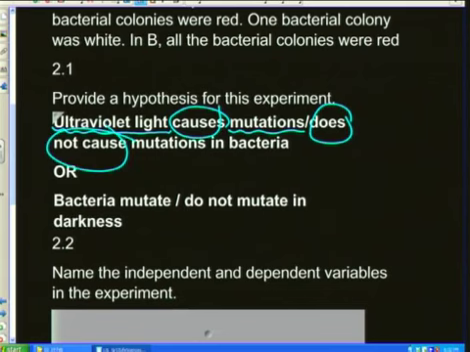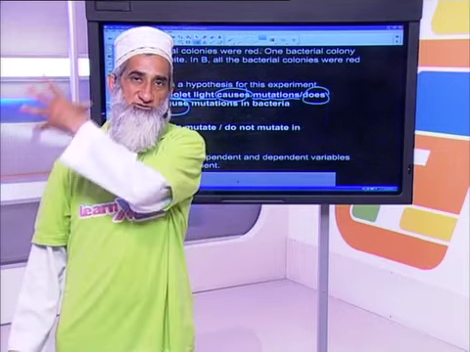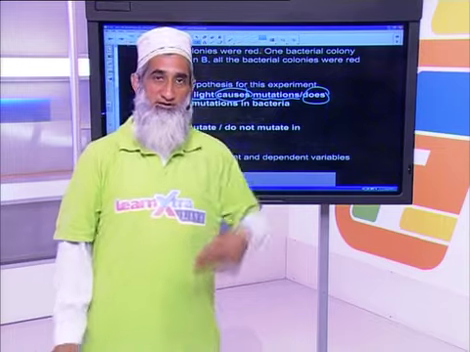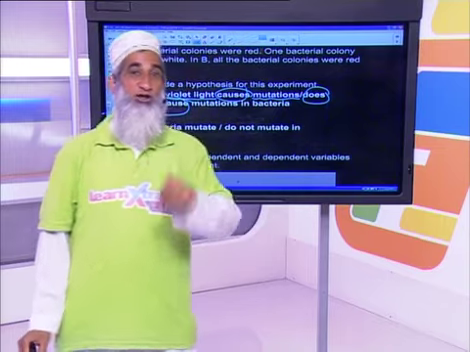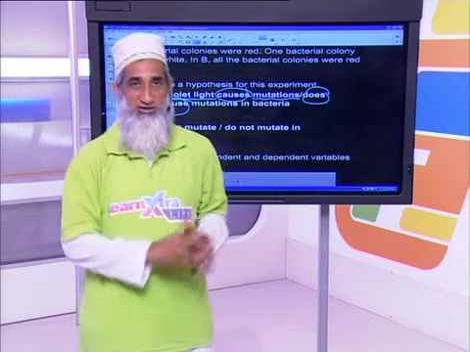You cannot put the hypothesis in the form of a question. Will ultraviolet cause mutation? That's an aim. That's why you're doing an experiment. That's not a hypothesis. You must take the chance. You must say it will or it will not. So you must show a relationship.